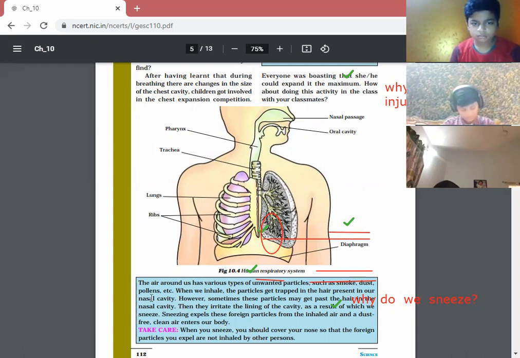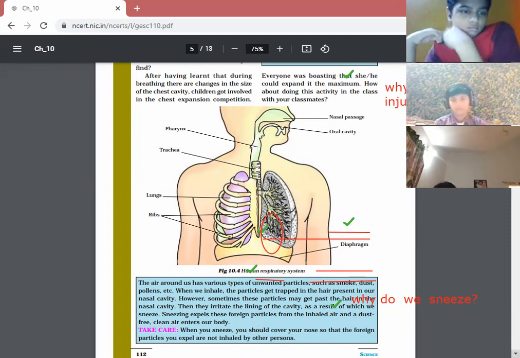Okay. Take care. So I hope children you have understood why that happens. Why do we sneeze? Because sometimes the unwanted particles such as smoke and dust are inhaled with the air through our nasal cavity. That's why we feel sneezing. We do sneeze. And with the help of sneezing, those particles are thrown out, or they go out with the help of the exhaled air. Got it? So is there any problem to anyone? Have you understood this concept of respiration?